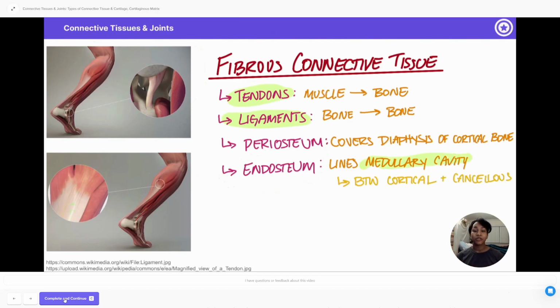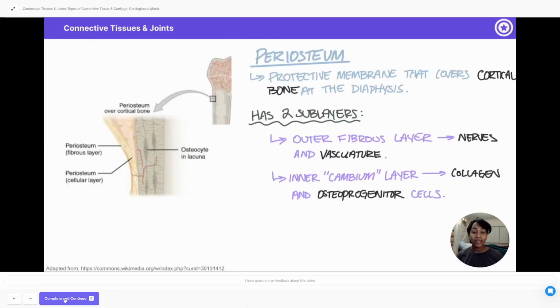Since this is the skeletal chapter, let's talk a little bit more about the periosteum and the endosteum. Again, the periosteum is the protective membrane that covers the diaphysis of cortical bones. It's important that we denote that it's covering the diaphysis, because at the epiphyses of long bones we're going to have that articular hyaline cartilage helping to cushion the interaction between those long bones. So there's hyaline cartilage at the epiphyses, and then there's the periosteum around the diaphysis.